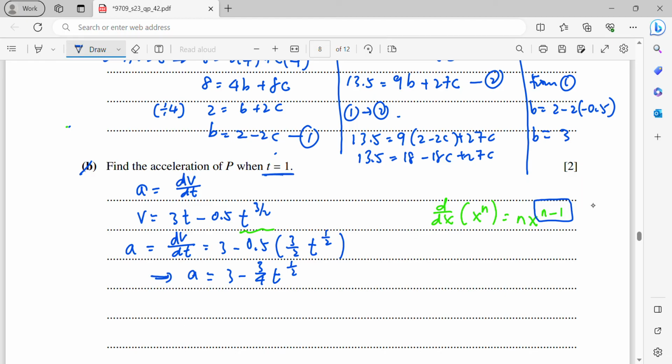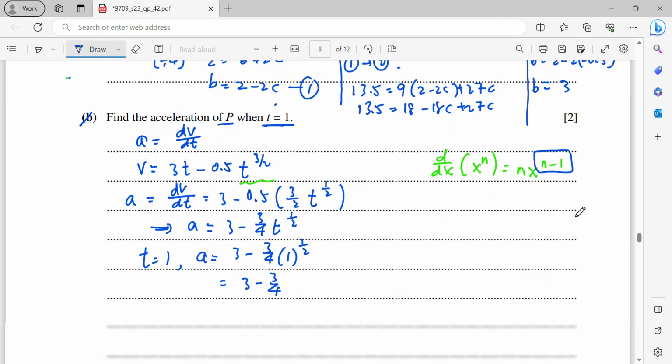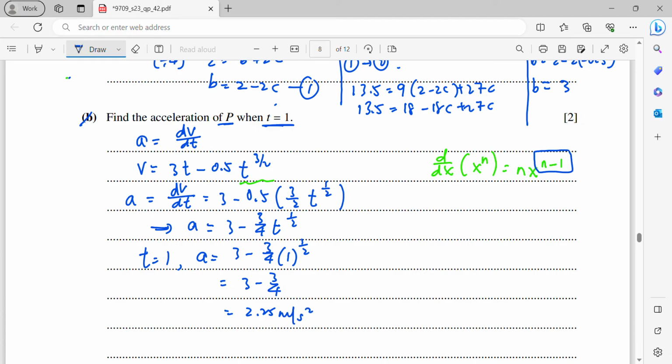Now to find the acceleration at t equals 1. When t equals 1, a is going to be 3 minus 3 over 4 times 1 to the power of half. That means it's the same as 3 minus 3 over 4. Then you will get 2.25 meters per second squared. So that is our acceleration.